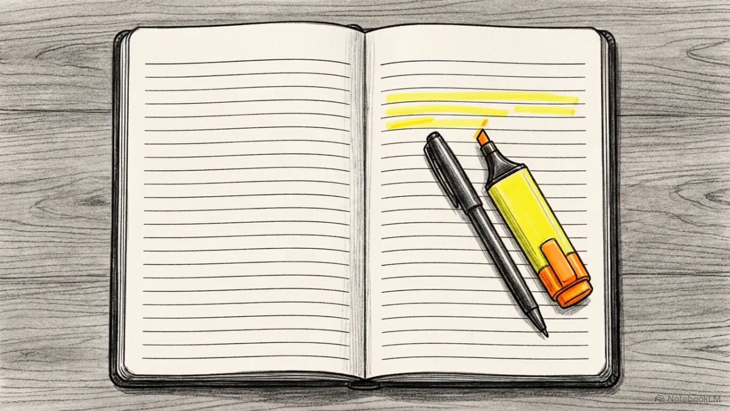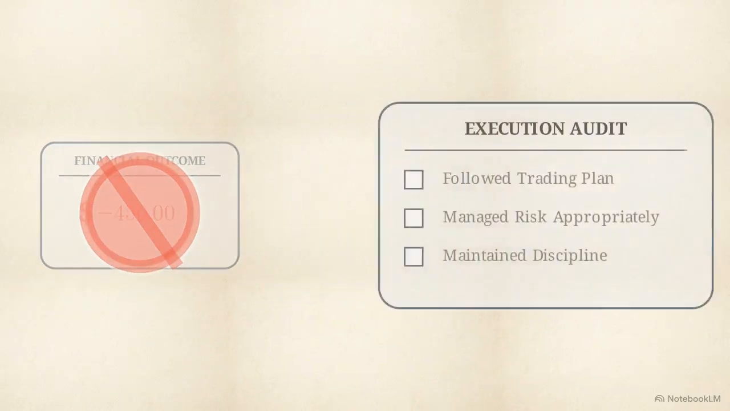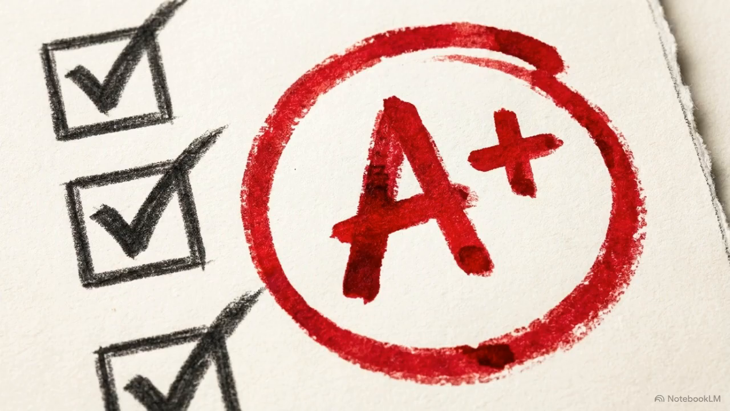Step 4 is the execution audit. Immediately after the position is closed, you need to perform a specific review of what just happened. For this review, you must completely ignore the financial outcome. The exact dollar amount you won or lost is completely irrelevant right now. Grade the trade with 3 questions. Did I enter where planned? Did I place the stop loss correctly? Did I follow my rules fully?